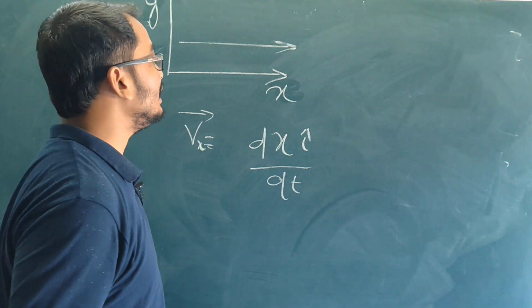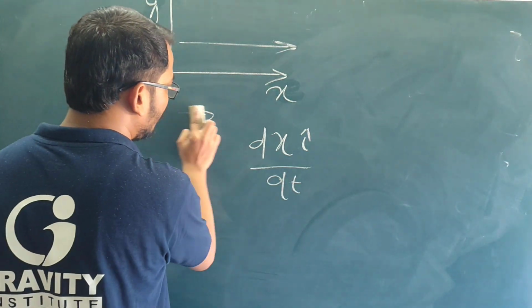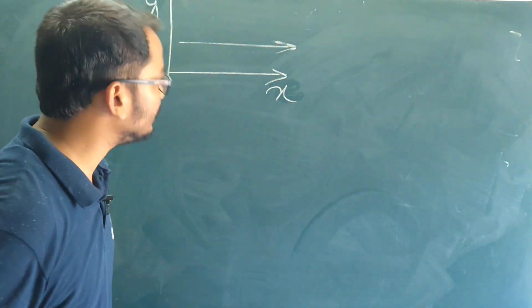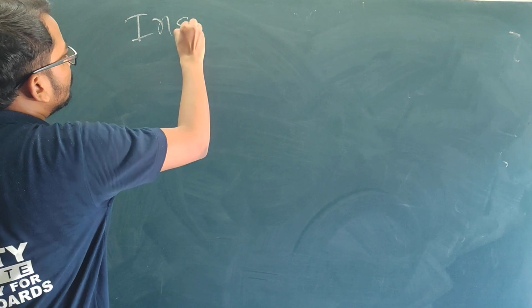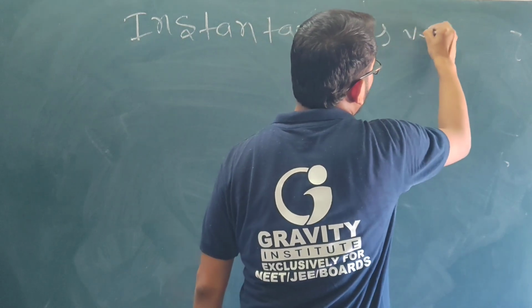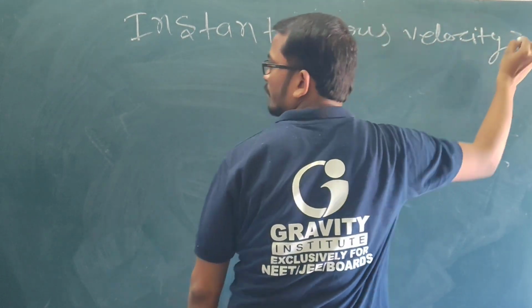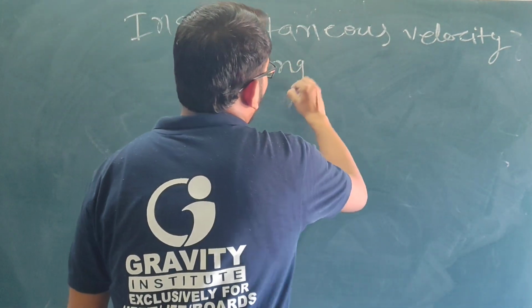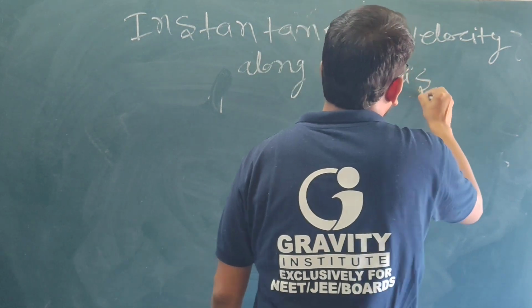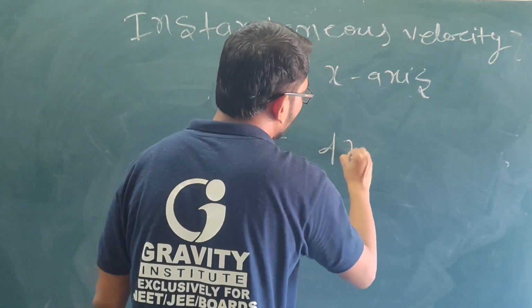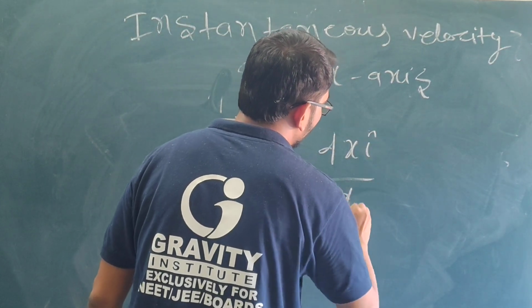If I talk about speed, the magnitude of velocity will be speed. If I take the magnitude, the instantaneous velocity along the x-axis will be vx equal to dx î divided by dt.